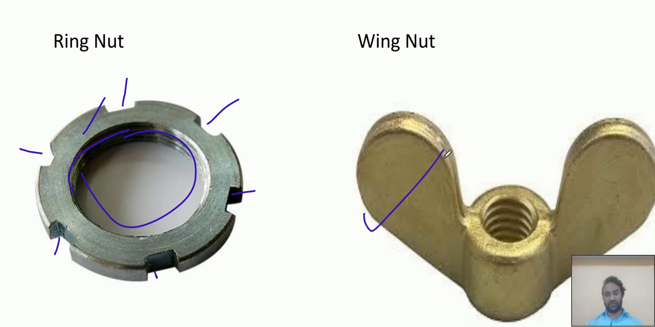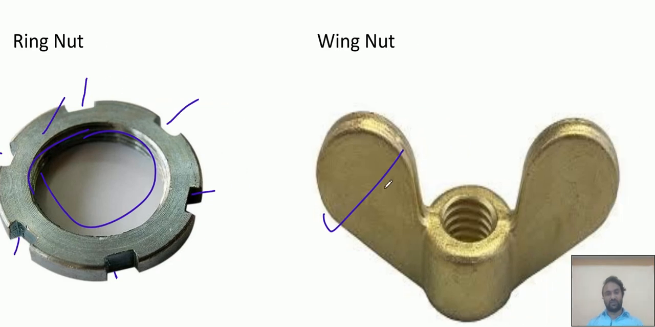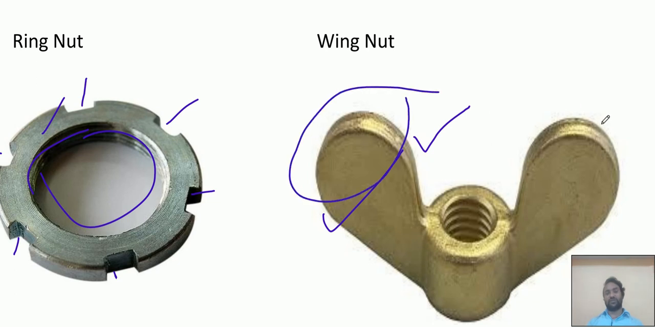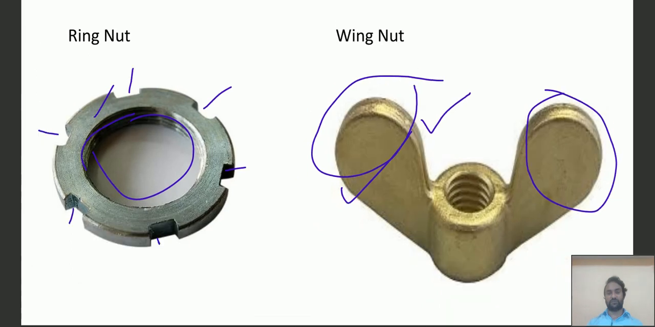Again, you see the wing nut. I am sure you have seen it. What is the use of this nut? This nut is used for quickly locking and unlocking. Sometimes we have to use our hand to open and close it frequently. If we use another type of nut, it will take time. So by giving these two wings, by human hand we can open or close it. That is why it is called a wing nut.